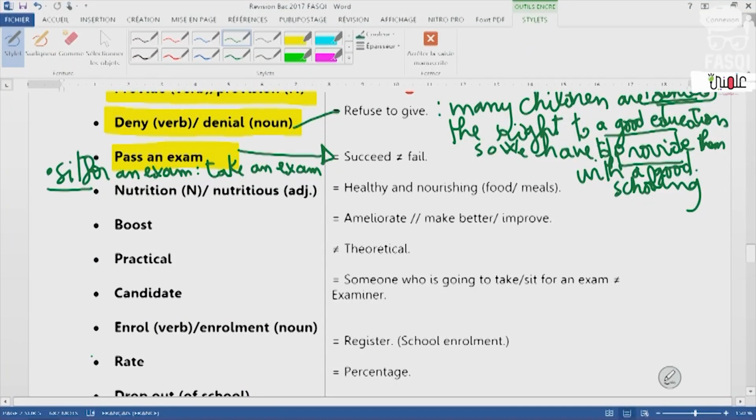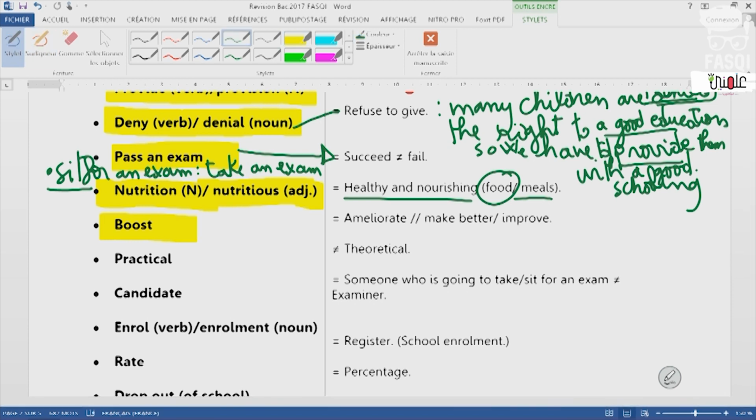Nutrition, of course, if you want to write, help them, keep them, provide them with nutrition. Good. So you have to give them nutritious food, meaning healthy and nourishing food or meals. Is there a relation between food and education? Yes, surely. If they don't have a decent, healthy diet, or if they don't get anything to eat, they're not going to be ready for education. This is what was said in that lesson, all right? Agree. Boost, all right? Okay, and here it's to ameliorate, make better. So here it's a positive thing, all right?